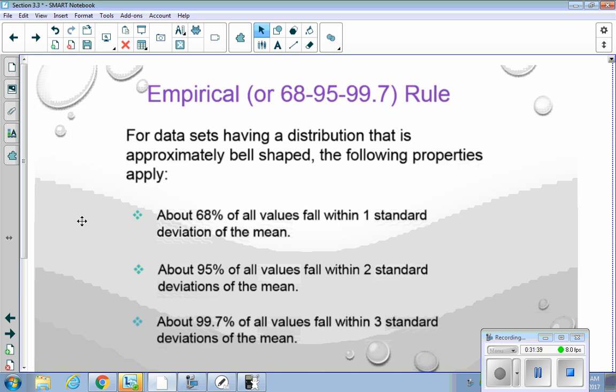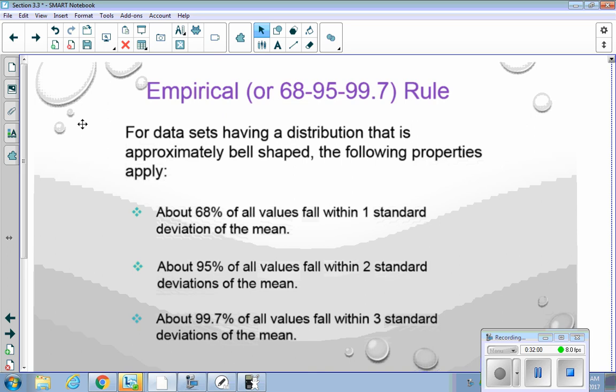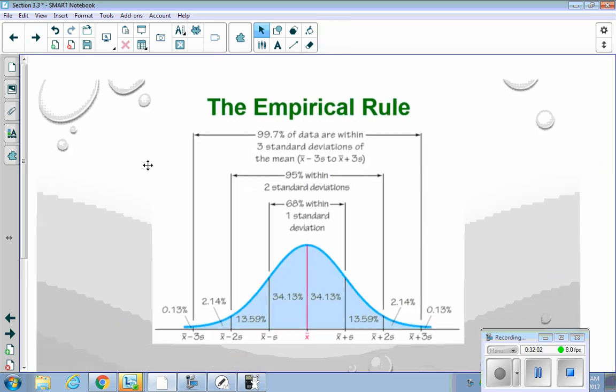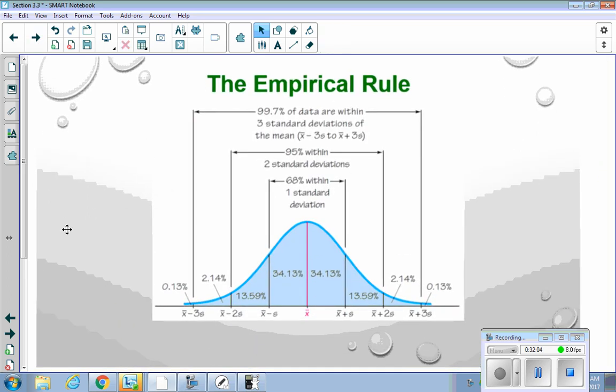95%, that's that usual, is within 2 standard deviations of the mean. When we go all the way out to 3 standard deviations of the mean, 99.7% of all of our data will be there. I think I have a picture. Good. On the next.